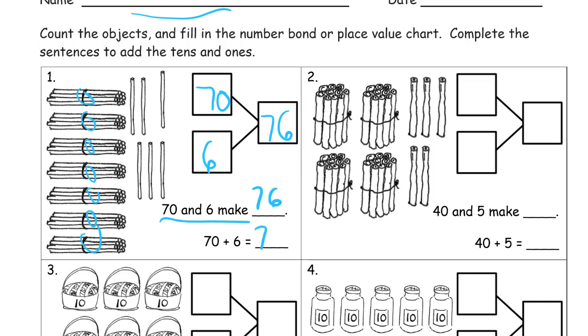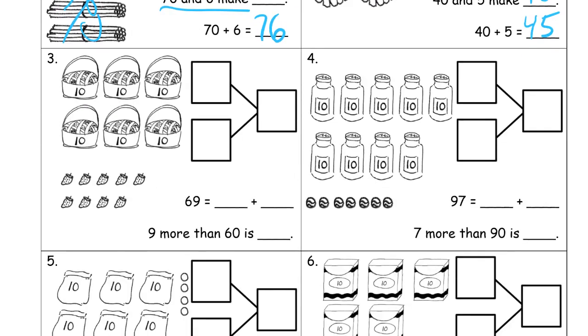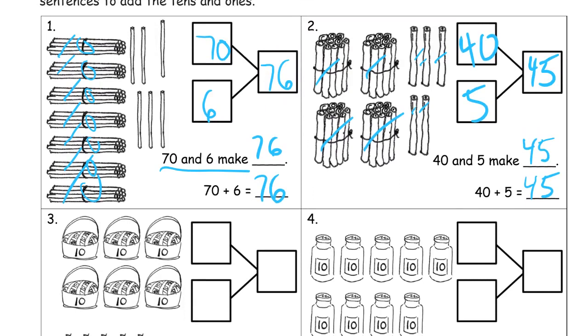70 plus 6 equals 76, because it's 10, 20, 30, 40, 50, 60, 70. And then here we've got 10, 20, 30, 40. And 5 ones. 41, 42, 43, 44, 45, if you like counting them up like that. 40 and 5 make 45. 40 plus 5 is 45.